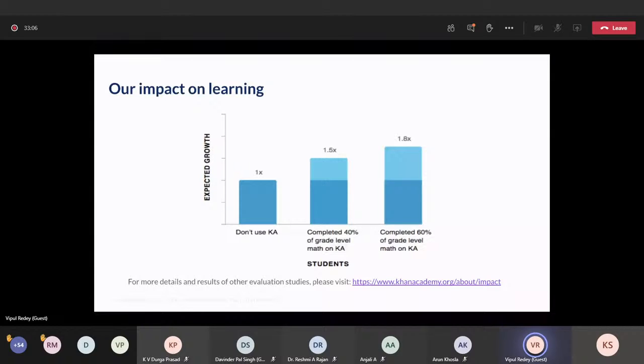If I used about 40% of grade 6 content, by the time I came to grade 7, I would grow about 1.5x versus someone who didn't use Khan Academy. And if I used about 60% of grade level math on Khan Academy, I'd grow about 1.8x. So there's almost an 80% growth over my peer in my class who did not use Khan Academy. This was actually a fairly large study that we did, and these are some of the things that we found.